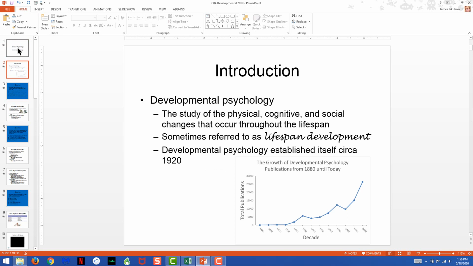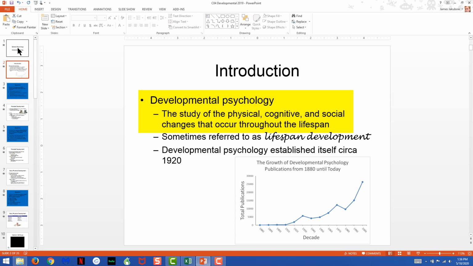To get started, we're going to take a look at some of the definitions and general topics that are involved in developmental psychology. Developmental psychology is defined as the study of the physical, cognitive, and social changes that occur throughout the lifespan. Now, as a psychology student, you should recognize that whenever you see a psychologist make a definition that says the physical, cognitive, and social changes, they really mean something else. They're really saying everything we can think of.